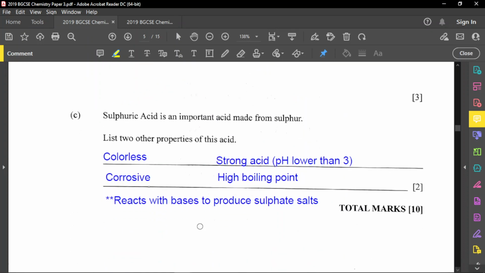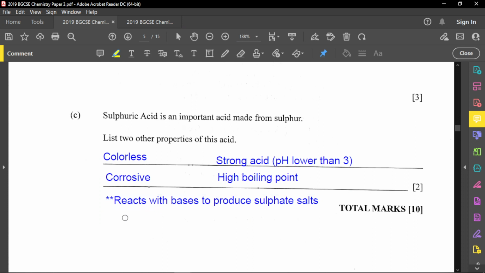Part C. It says sulfuric acid is an important acid made from sulfur. List two other properties of this acid. And so for sulfuric acid here, it is colorless. It is a strong acid, generally of a pH below 3. Also it is corrosive. Well, all acids are corrosive. It also has a high boiling point. So you have a high boiling point, and again it is an ionic compound. So generally ionic compounds do have a high boiling point.